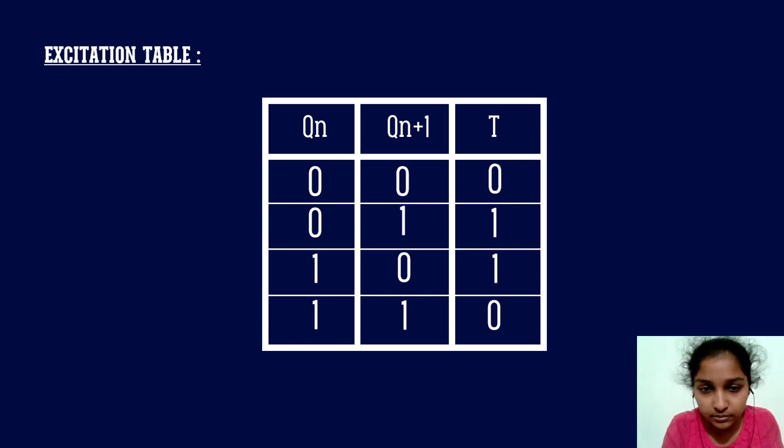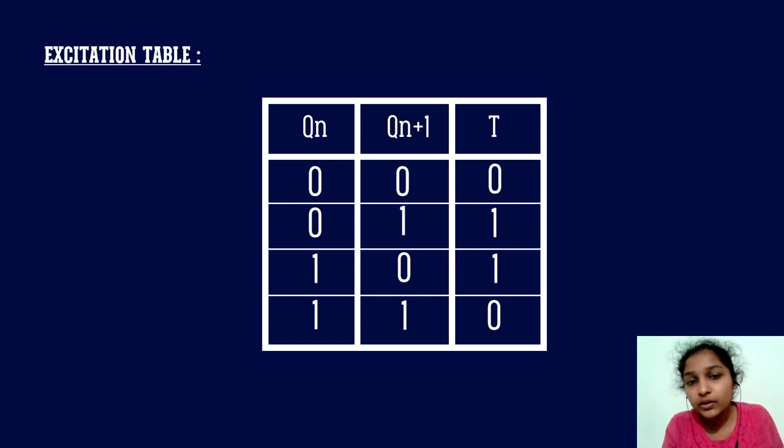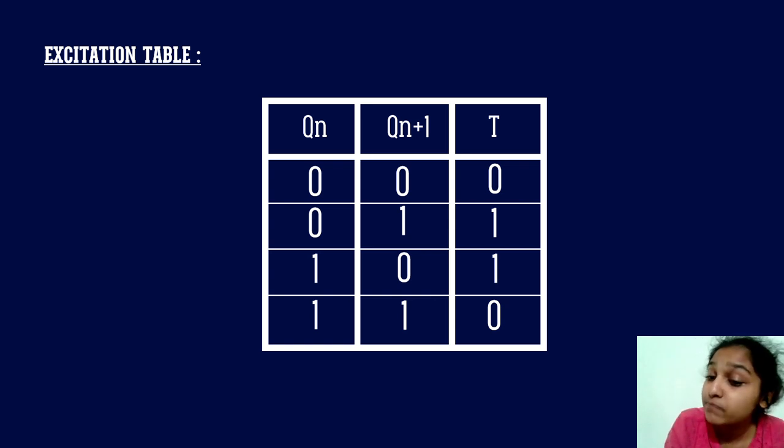Okay, moving on to the excitation table. In the excitation table, there is absolutely no difference from the characteristic table. All you need to understand is that Qn, the current state, and Qn plus 1, the next state, are taken as the input instead of T and Qn. Here T is taken as the output and Qn plus 1 is taken as the input. So yes, it is the same cases.